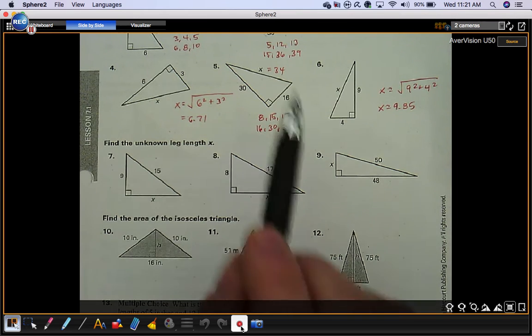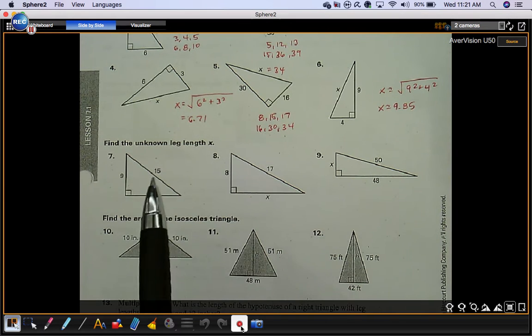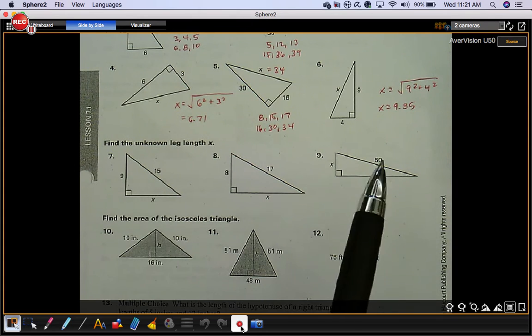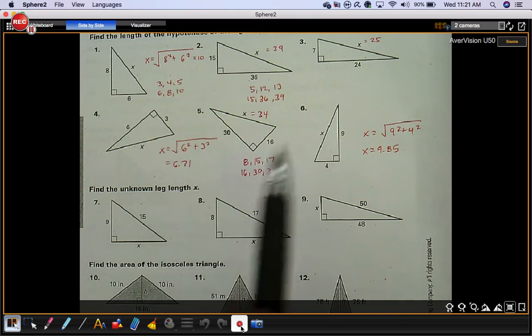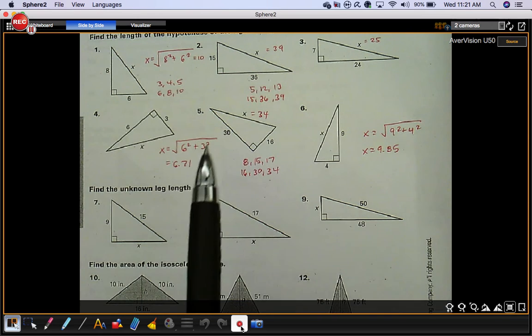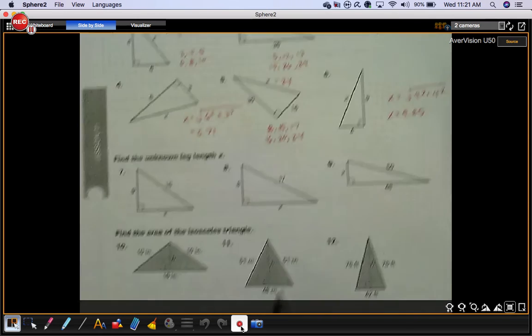Seven, 8, and 9 are just like 1 through 6. Only difference is, notice how they're telling you what the hypotenuse is. You're searching for a leg this time. So you do it the same way, except the only difference is where you have addition up here, you're going to put subtraction in all of these.